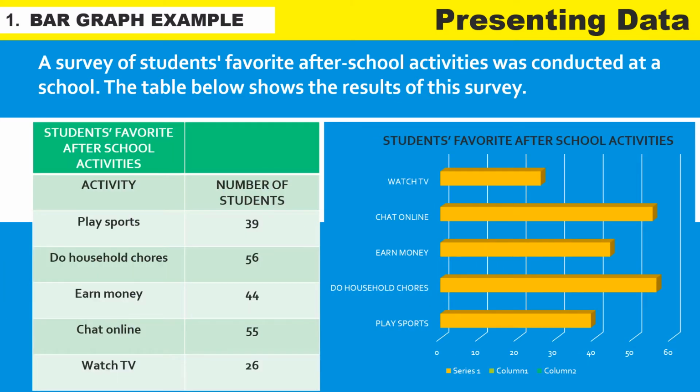In bar graph form, here is the bar graph. Watch TV, we have 26. Chat online, 55. Earn money, we have 44. Doing household chores, 56. And then playing sports, we have 44. The highest of them is doing household chores, followed by chatting online, and then the least one is watching TV.